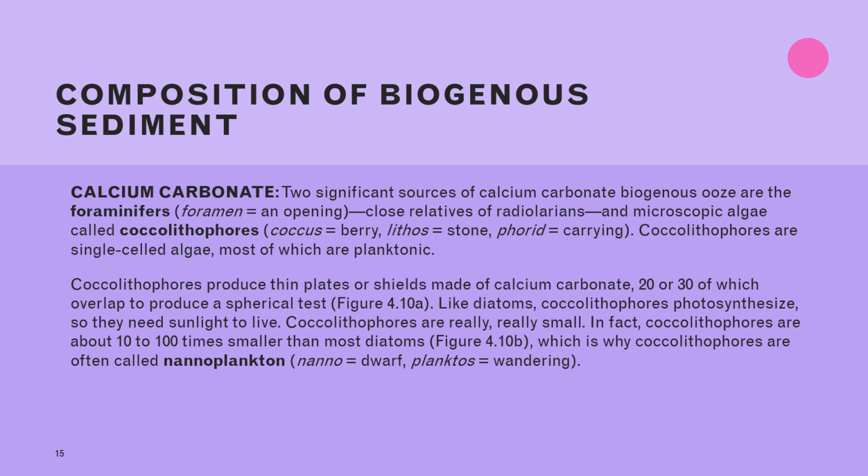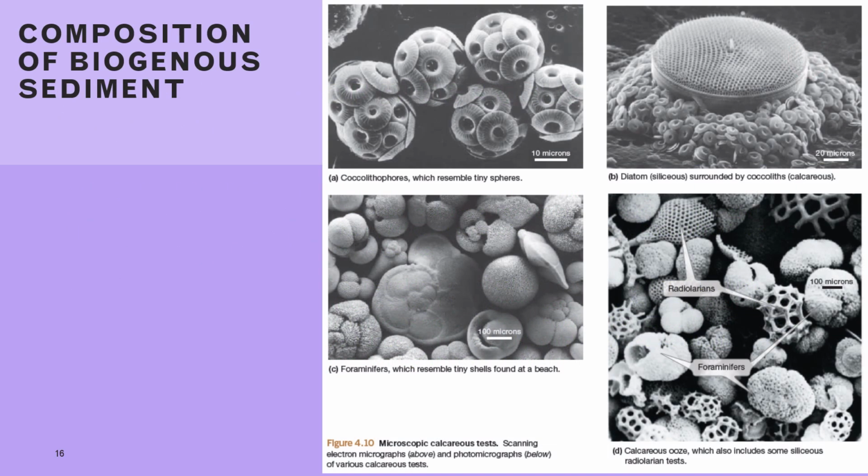Like diatoms, coccolithophores photosynthesize, so they need sunlight to live. Coccolithophores are really small. In fact, they are about 10 to 100 times smaller than most diatoms, which is why they are often called nanoplankton. Nano means dwarf, plankton means wandering. Here you can see a picture of a coccolithophore. In A, about 20 plates are combining to form a single test, made up of tiny spheres. So this image is about 10 microns.